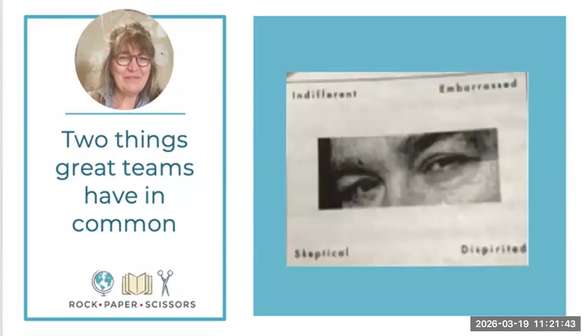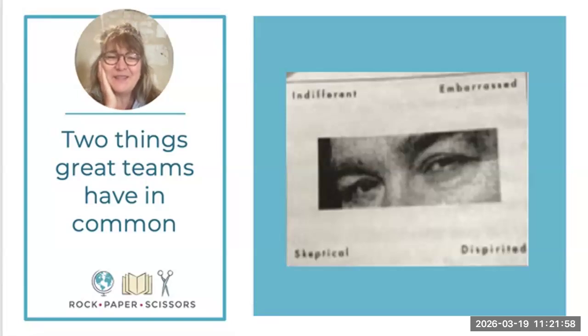Okay, we'll do one more. What about this person? Is this person indifferent, embarrassed, skeptical, or dispirited? This one might be a little harder for folks. Is this person indifferent, embarrassed, skeptical, or dispirited? Okay, so we've got a couple of skepticals, we've got an indifferent. And notice if you're reading a person as, say, dispirited, but they're actually embarrassed, that's very different how you would treat them, right? Okay, this person is skeptical.